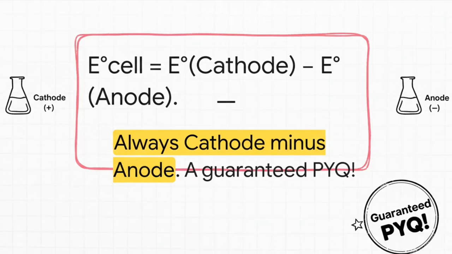And here we have one of the easiest formulas for grabbing marks. To calculate the standard EMF of a cell, or E0 cell, the trick is just remembering this: always cathode minus anode. You literally just subtract the anode's reduction potential from the cathode's. This formula is a guaranteed question year after year, so it's basically free points.